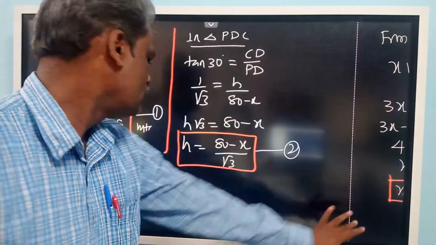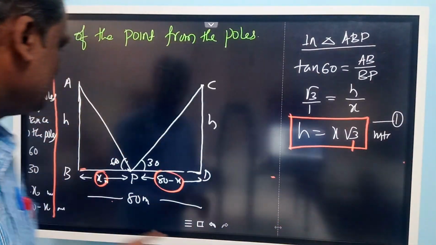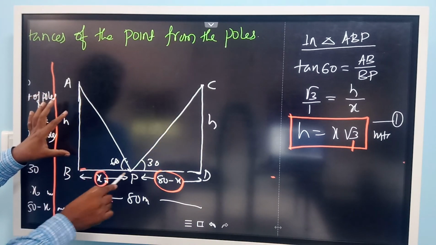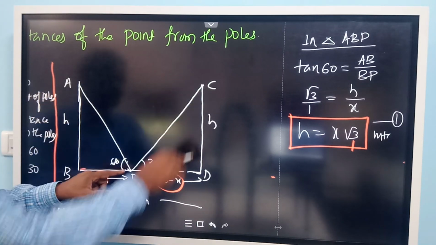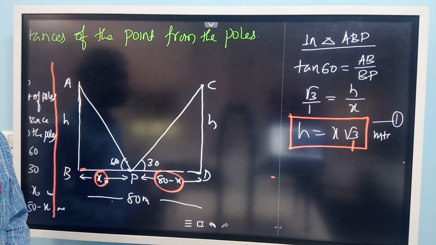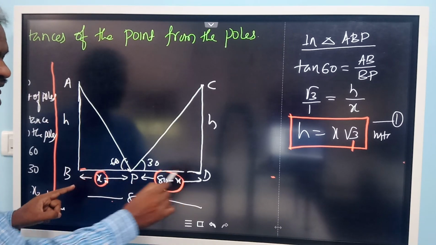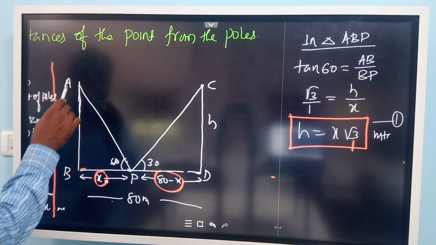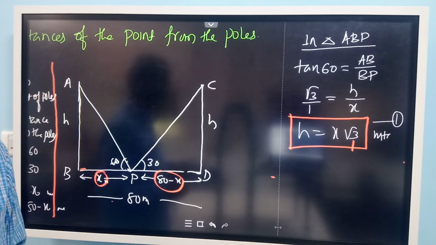That means, look at the diagram. This pole is 20 meters away from point P. This pole is 60 meters away from point P. 20 meters, 60 meters, total 80 meters. Height is equal to 20 root 3. That is the solution.